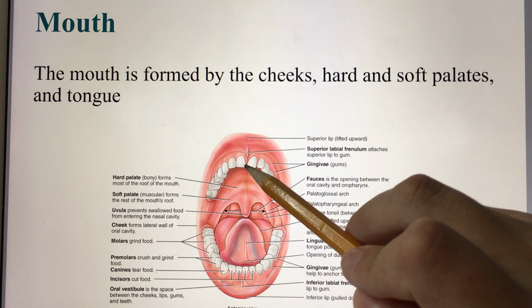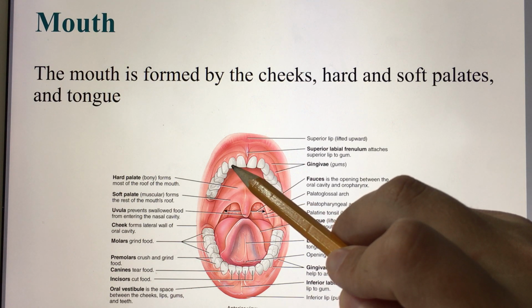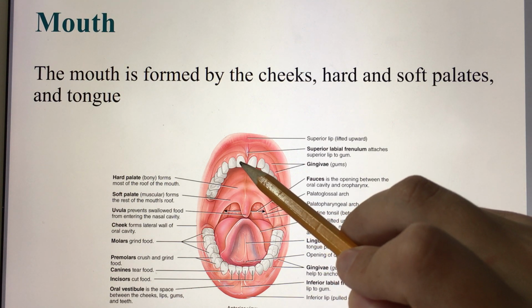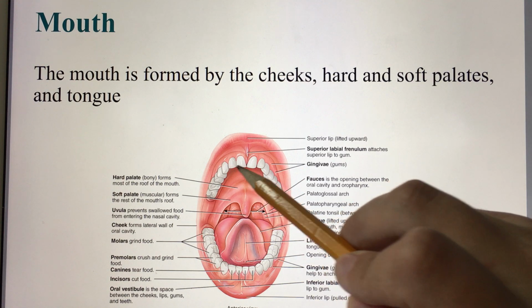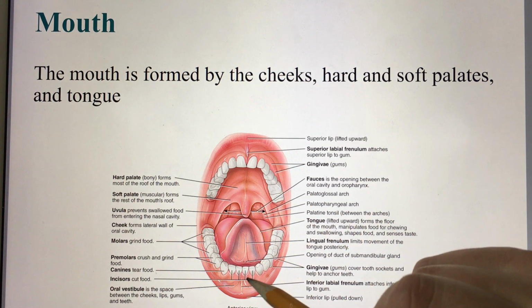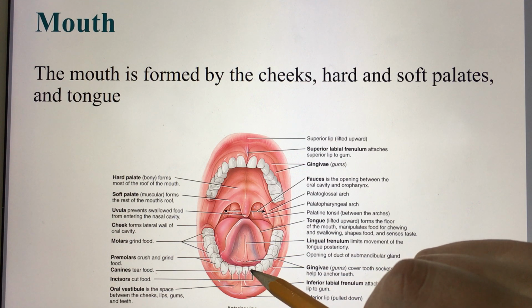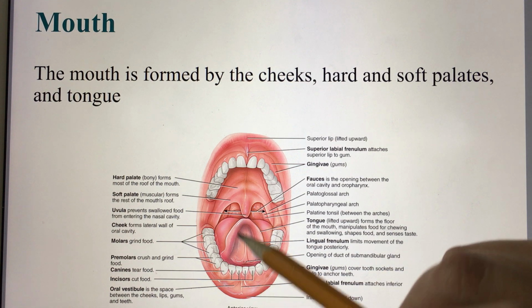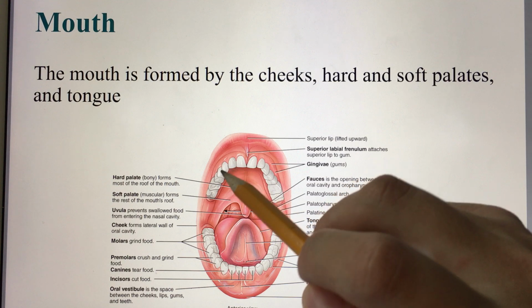So if you start in the middle, the first two teeth are called incisors. So these are incisors on the right upper side. This is the incisors on the right lower, on the left upper side. These are the incisors, 1, 2, 3, 4 incisors on the lower jaw. Incisors are followed by canine.